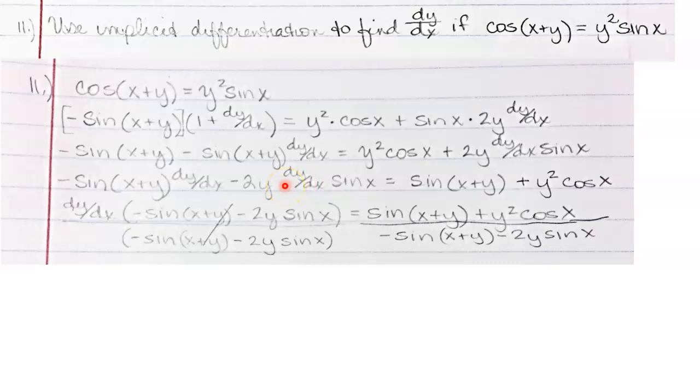So now I can factor out that dy/dx. Put your finger over this one and over this one, and you'll be able to see that your other factor is negative sine of the quantity x plus y, minus 2y sine x. So let's divide by that other factor, and that will give us our derivative implicitly.